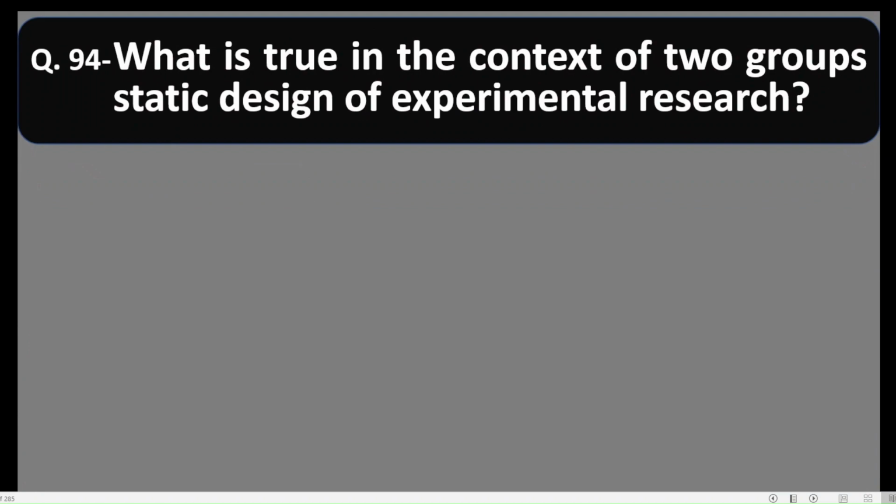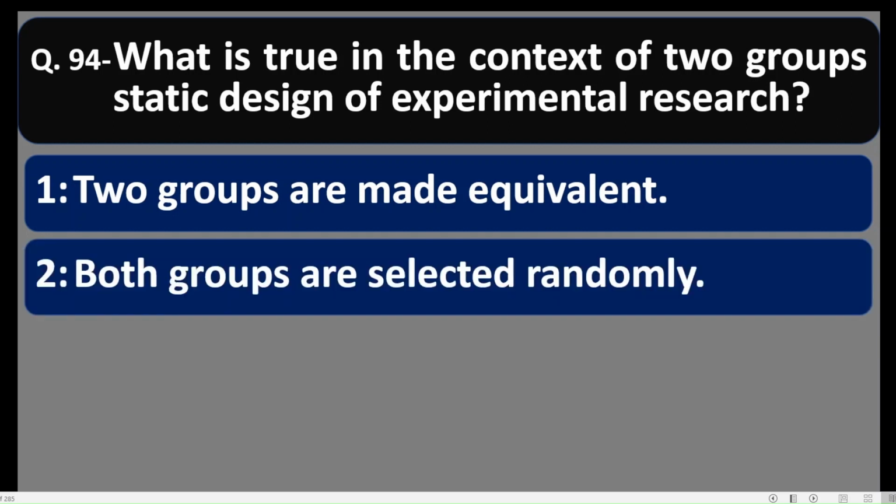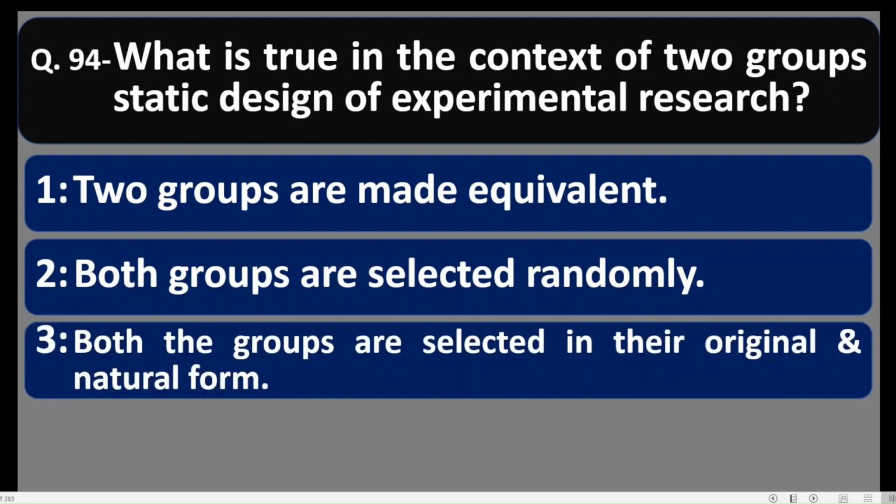Question number 94. What is true in the context of two group static design of experimental research? Two group static design, it is pre-experimental. What is true? Let us see. Two groups are made equivalent. It is not done in pre-experimental design. Both groups are selected randomly. It is also not done in pre-experimental design, two groups static design. Both the groups are selected in their original and natural form. Yes, it is true.